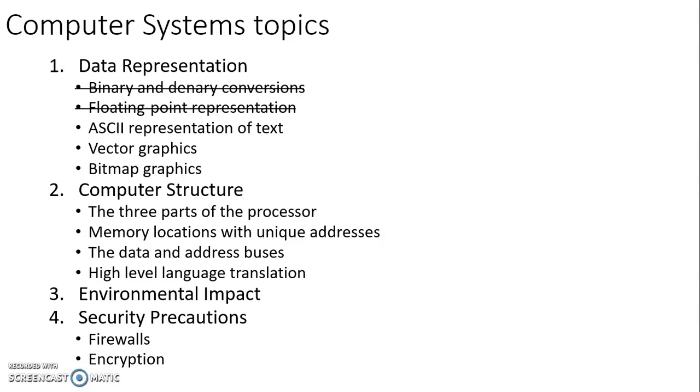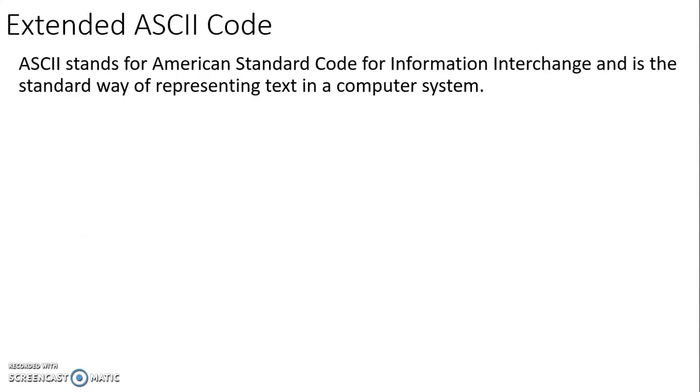Okay, so we've already had a look at how computer systems store numbers, how we convert binary into denary and vice versa, and how the computer utilizes floating point representation. So today what we're going to look at is how text is stored in computer systems. The way we do it is by using what's known as extended ASCII code.